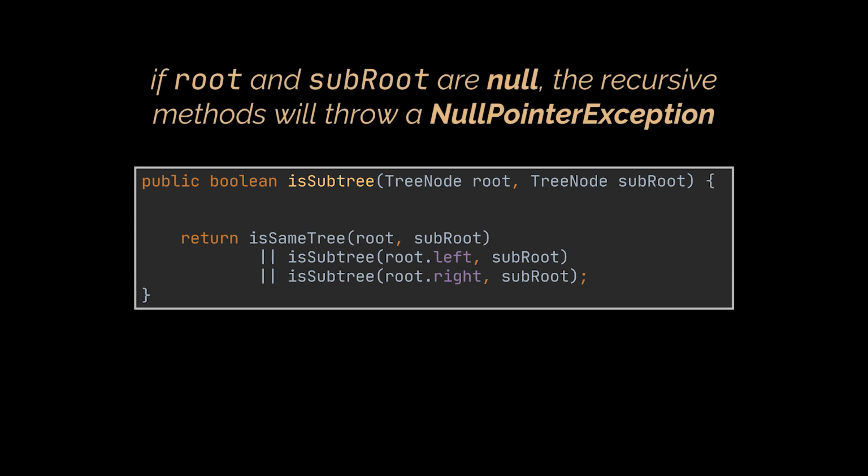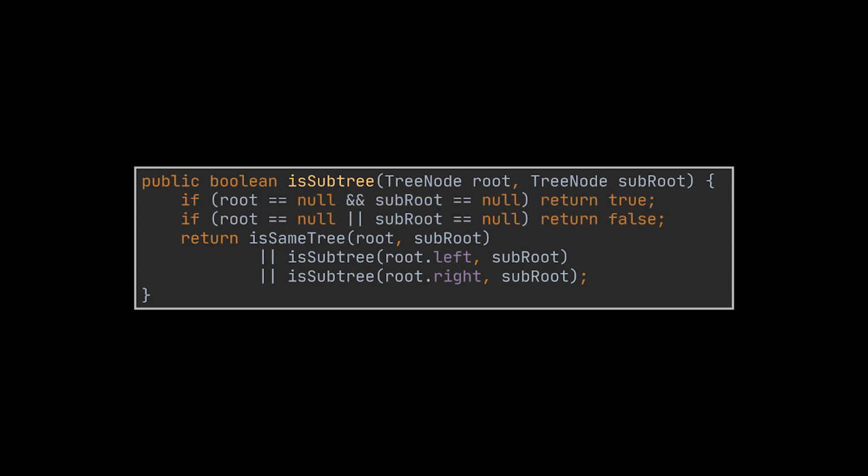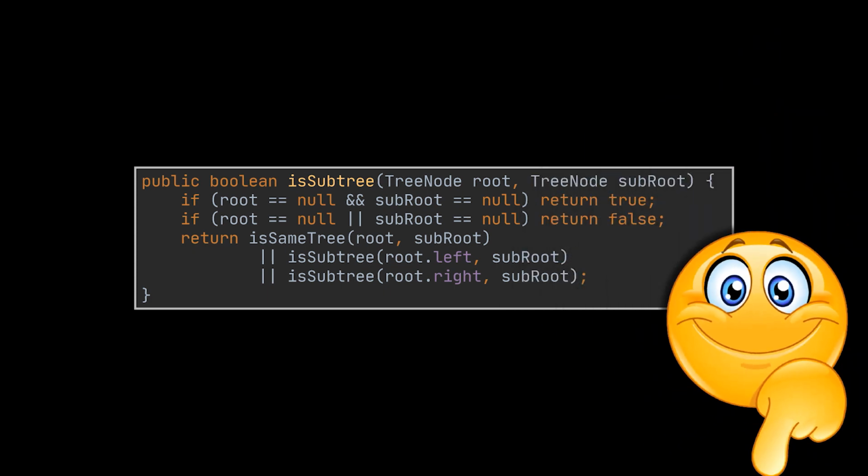Also, do not forget to add corner case checks. You see, if the nodes provided are null, the recursive methods will be called, and a null pointer exception will be thrown. So our starting conditions will be the same as the ones we implemented in the previous method, meaning if both root nodes provided are null, then we return true, and if only one of them is null and the other one isn't, then we return false.